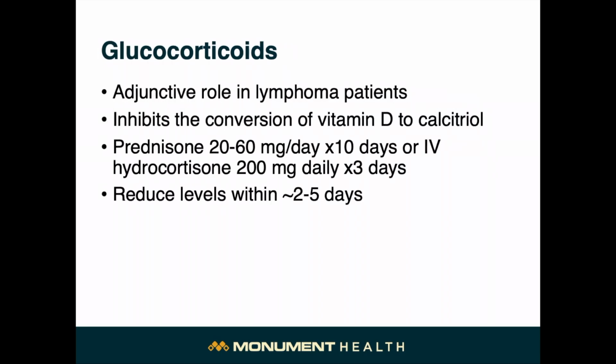Again, glucocorticoid therapy is really going to serve as an adjunctive role, specifically in lymphoma patients. If it is deemed appropriate for use, some of the different agents we have include prednisone or hydrocortisone. Prednisone can be dosed anywhere from 20 to 60 milligrams per day for a total of 10 days, or IV hydrocortisone can be used, 200 milligrams daily for 3 days. You can anticipate to see a reduction in the calcium level within approximately 2 to 5 days.